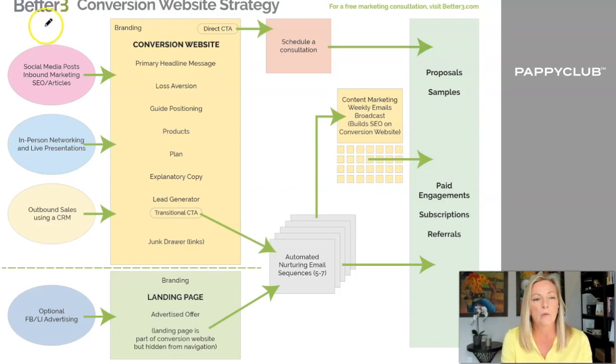Basically, what we want to do is start with where your traffic comes from. Okay, and when we start with where the traffic comes from, that's what's going to go to your conversion website. Now, remember, there are other things that people can go to. You may have landing pages, you may have other things that you're sending them to, but for all intents and purposes, this is the basic flow of getting traffic to your site.